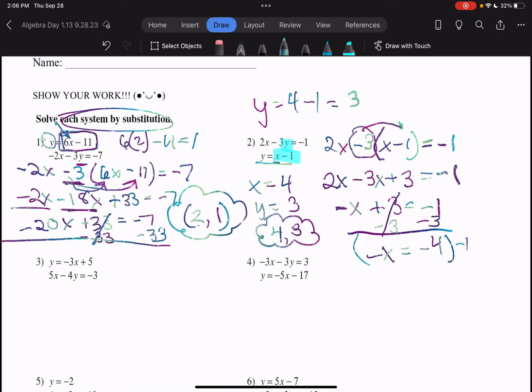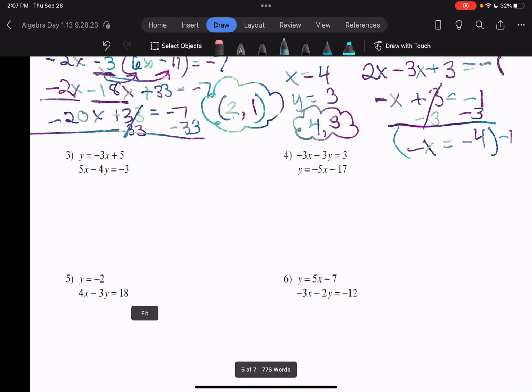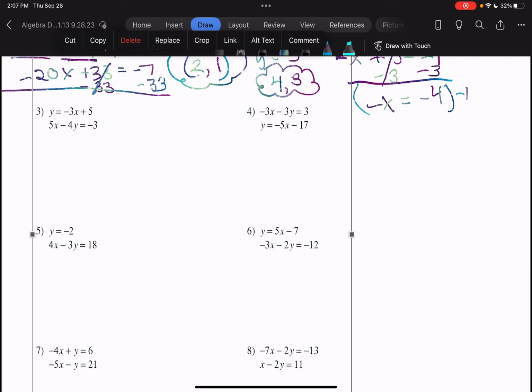And if you want to see if you have the right answer, you can take it and plug them back in. You just need to make sure they work in both equations. So 2 times 4 is 8. Minus 9 gives us negative 1. That works. And then 3 equals 4 minus 1 also works. So we know that that is a correct answer. Let's try this next one.